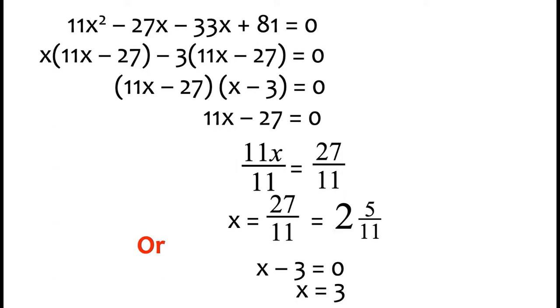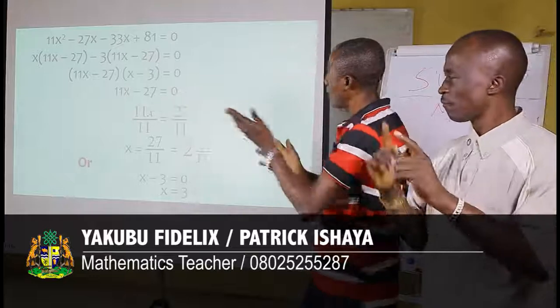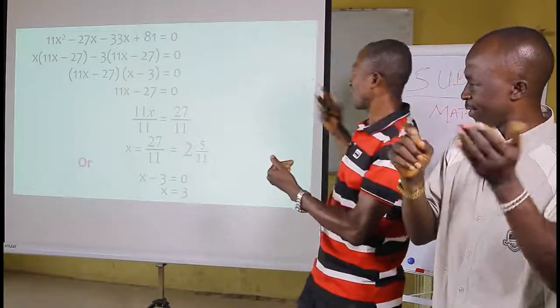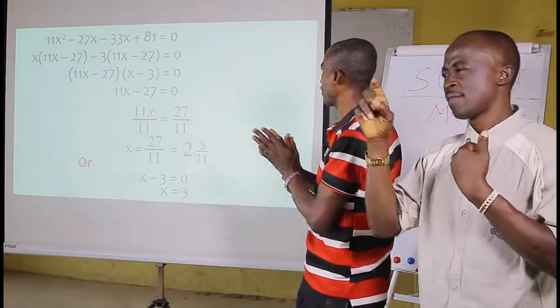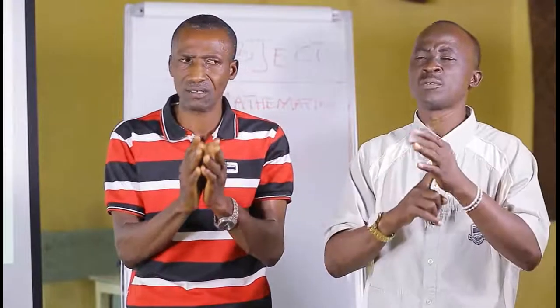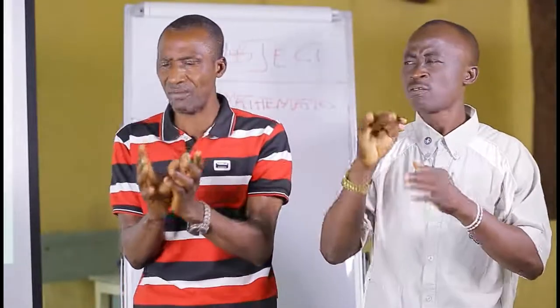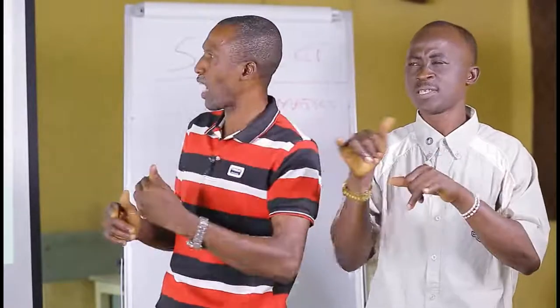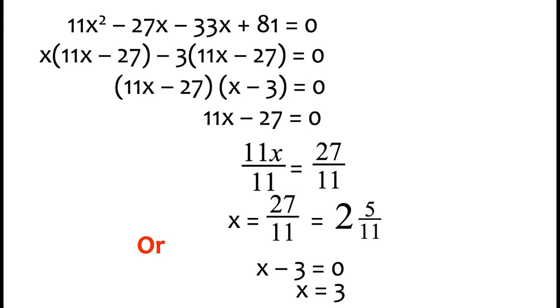Minus 33x divided by minus 3 will give you 11x. And plus 81 divided by minus 3 will give you minus 27. So now, in the first group, I have 11x minus 27. And in the second group, I also have 11x minus 27. That shows 11x minus 27 is a common factor. So I now brought it out. Then, take the first expression, which is x into 11x minus 27.